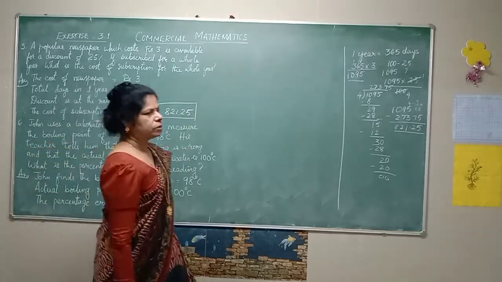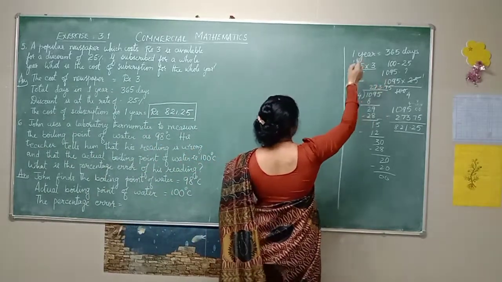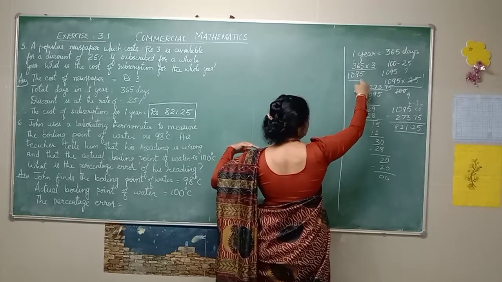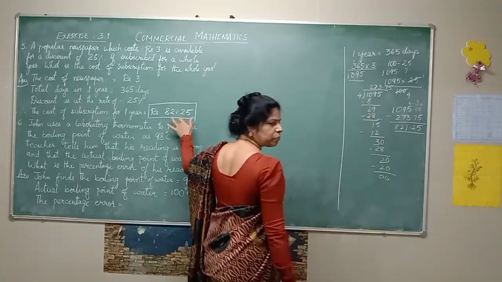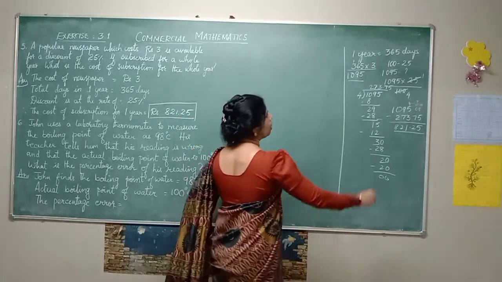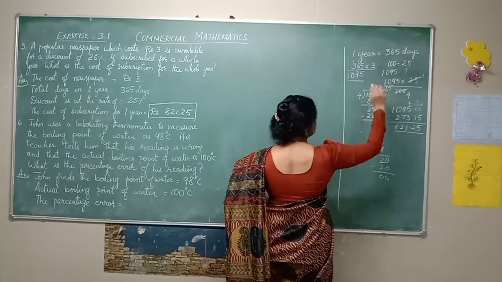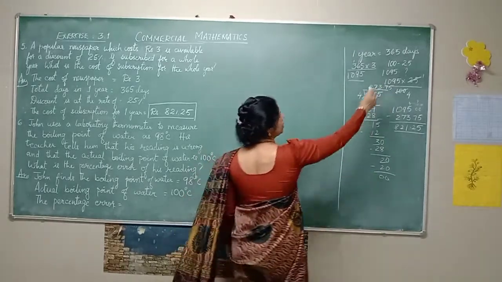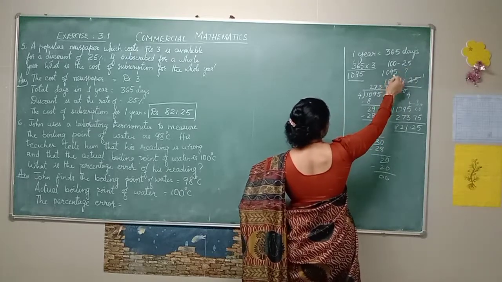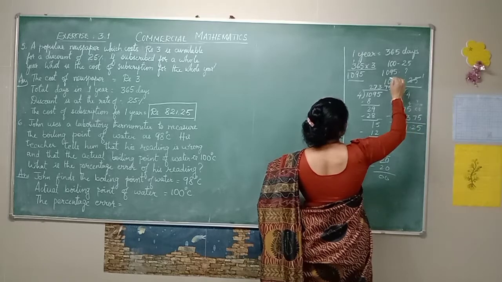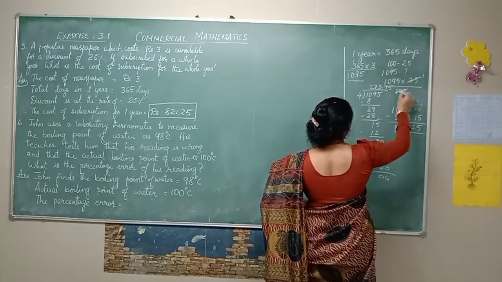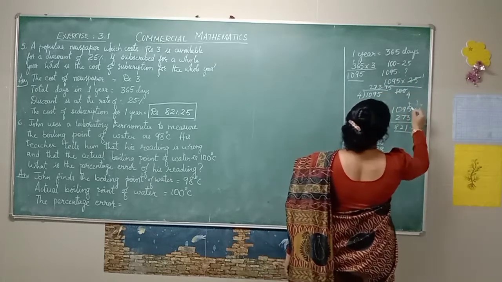Hope you have understood. So 1 year is 365 days, every day it is 3 rupees. So you will get 1095. So the actual amount to be paid is 1095. But if you subscribe for the whole year, you get a discount of 273 rupees 75 paise. How did you get it? For 100 rupees, it is a 25 rupees discount. So for 1095, what is the discount? So 1095 into 25, cross multiplication, divided by 100.